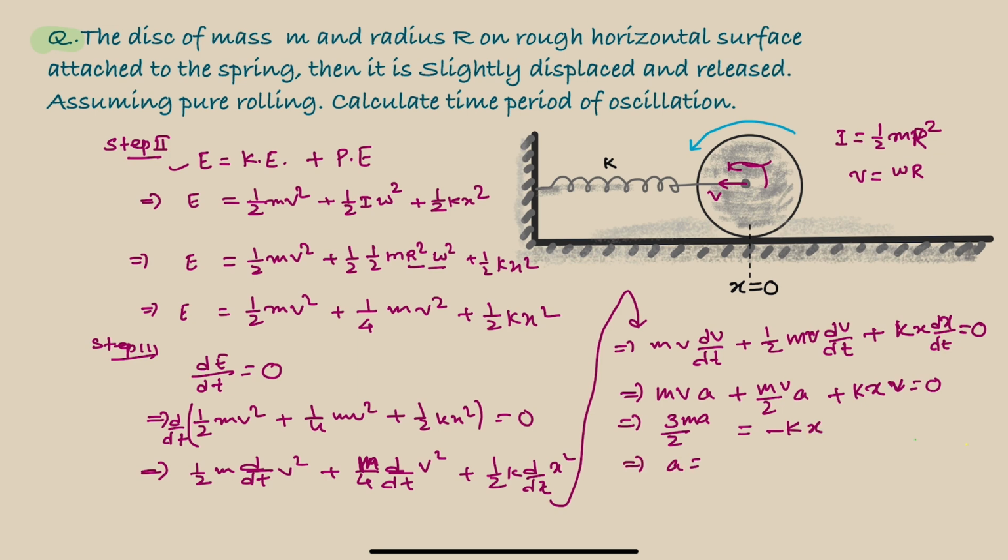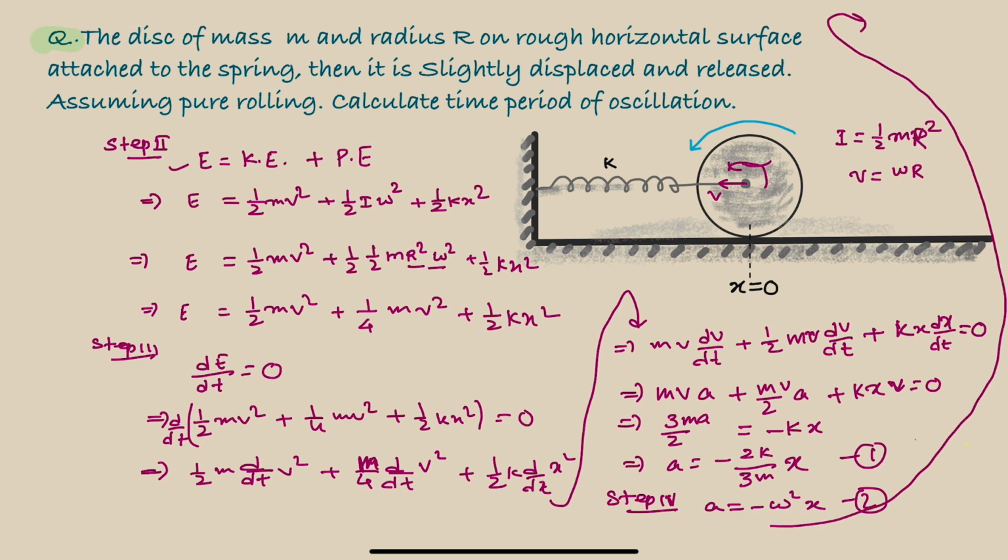So a shall be equal to 2k divided by 3m. And if I compare this, now the last step is as follows. I need to compare this with the standard equation, which is a equal to minus omega square x. So once we do that, let me write it here. Omega square will be equal to 2k divided by 3m, right?